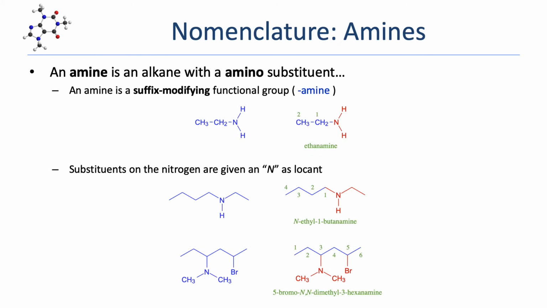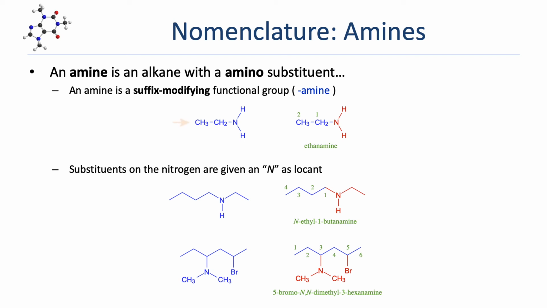Amines are another important functional group. An amine is really just an alkane that has an amino substituent, a nitrogen-bearing substituent. And again, this is going to be introduced to the name using a suffix, in this case, amine. We drop the E from the alkane name and simply add the entire word amine.